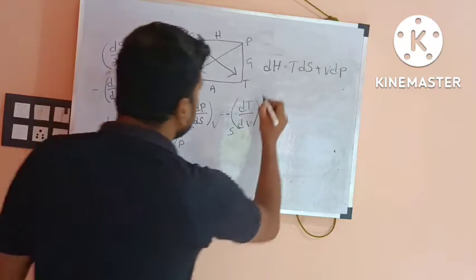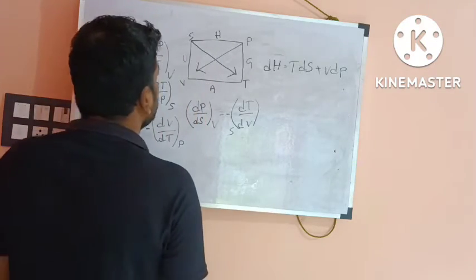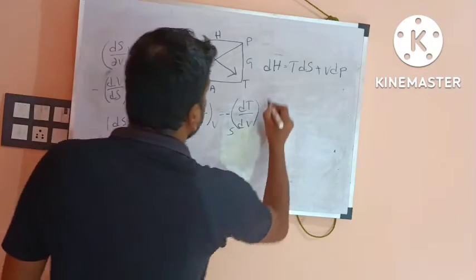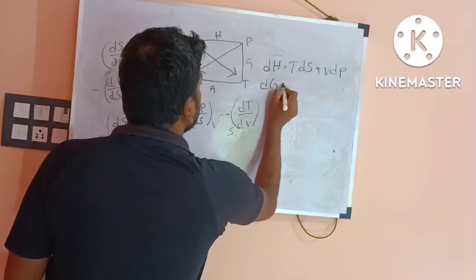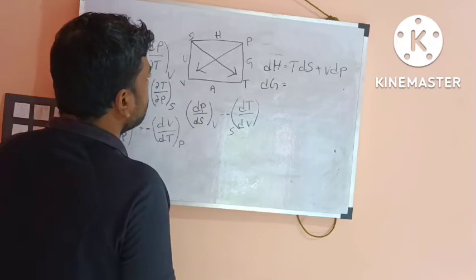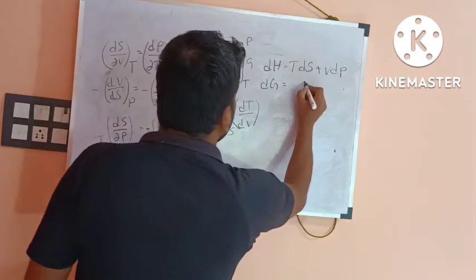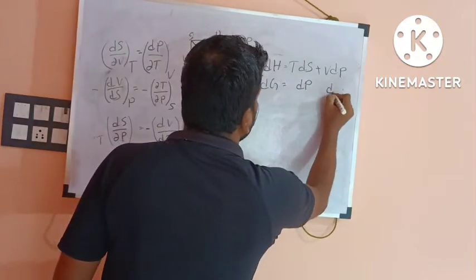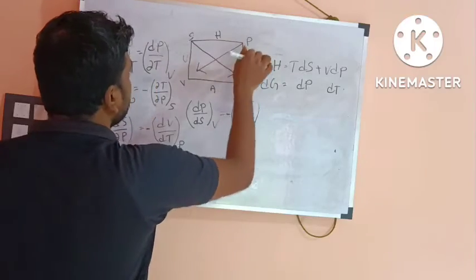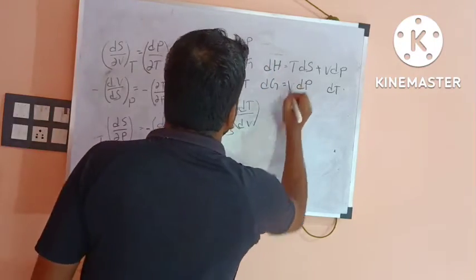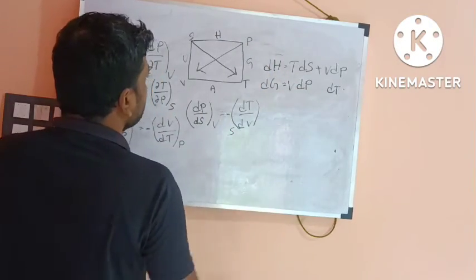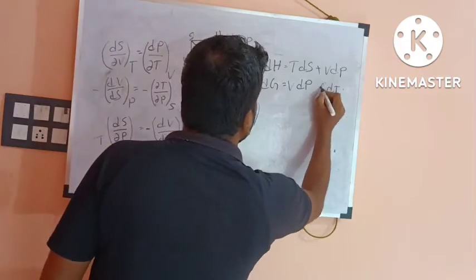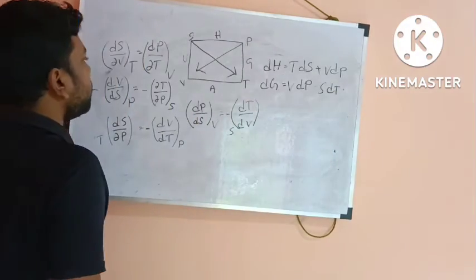Now del G. Del G is equal to dP and dT. Del G is equal to, opposite sign is V, and then opposite sign is S. So minus SdT. Del G is equal to VdP minus SdT.